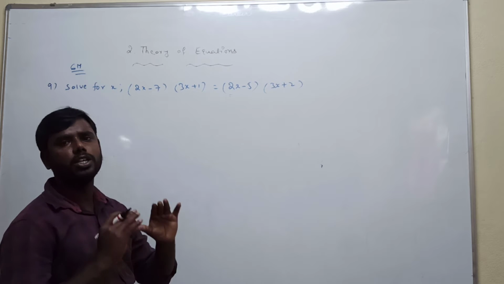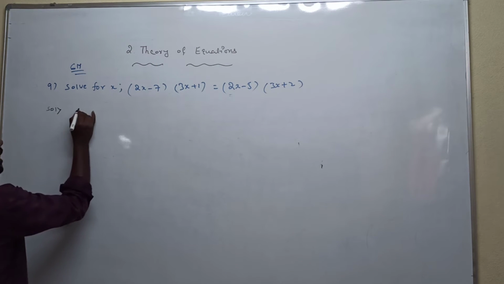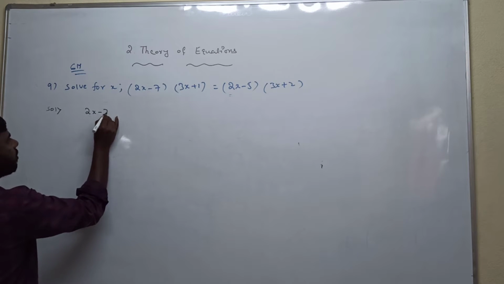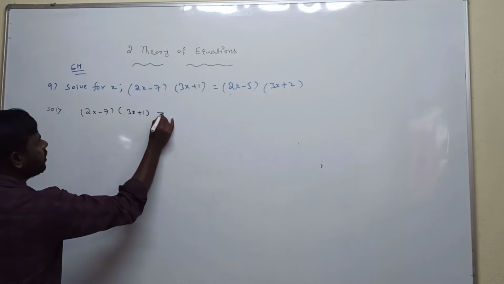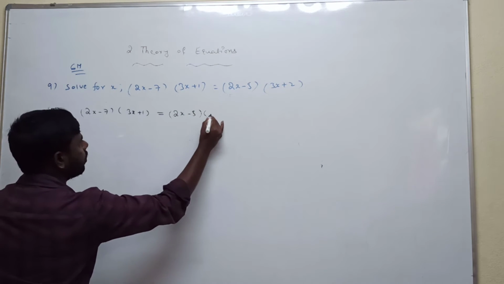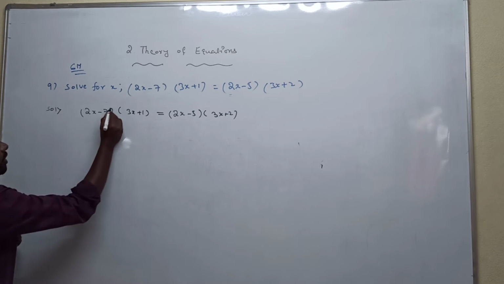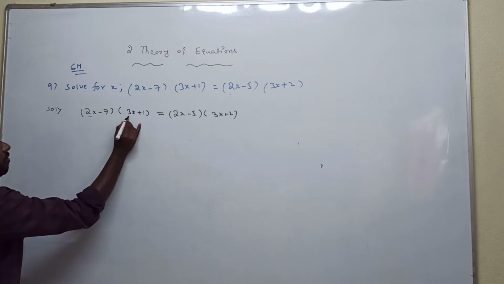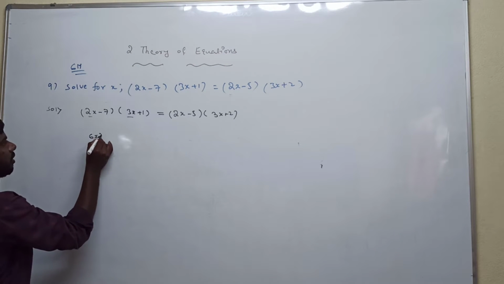First of all, we are simplifying. So first of all, what are the given equations? Read as it is. The given equation is 2x minus 7 into 3x plus 1 is equal to, right hand side, 2x minus 5 into 3x plus 2. So how to solve this problem is, first of all, multiply the first element with each element. 2x into 3x is 6x square.